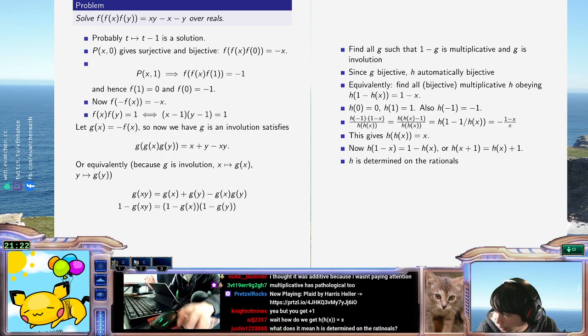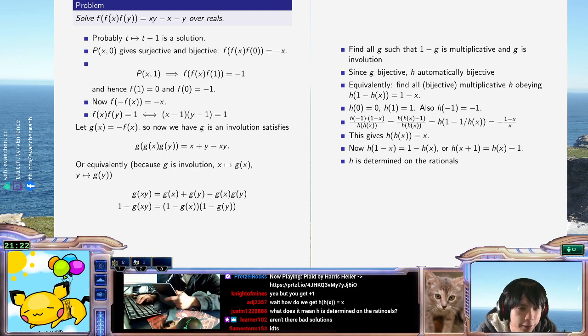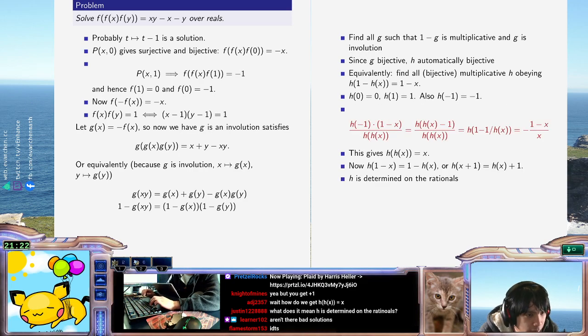How do we get h of x equals x? It's this part here. I was very surprised that it worked, but I'll display it because this is actually the most important bit. It's how we reduce it to something that looks reasonable. Because 1 minus h being bijective, or involution, is not as good as h being an involution. Yeah, h should be determined on rationals now.